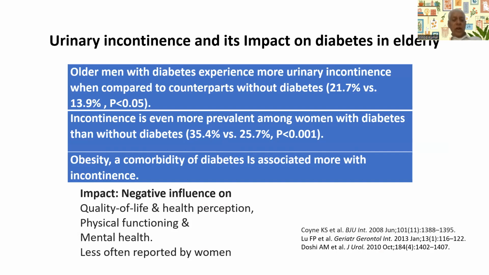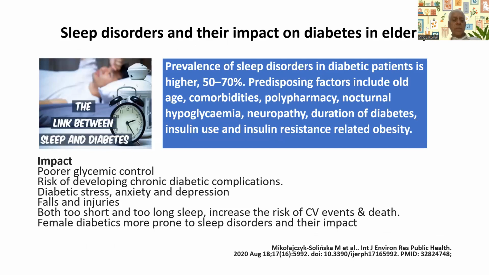Older men, and particularly older women, suffer from urinary incontinence more if they are diabetic compared to those who are not diabetic. Obesity is associated more with incontinence. This results in a negative influence on quality of life, health, self-perception, physical functioning, and general mental health. And it may be noted that because of the gender difference, this complaint is often less reported to healthcare providers by elderly women. Sleep disorders is the last geriatric syndrome.